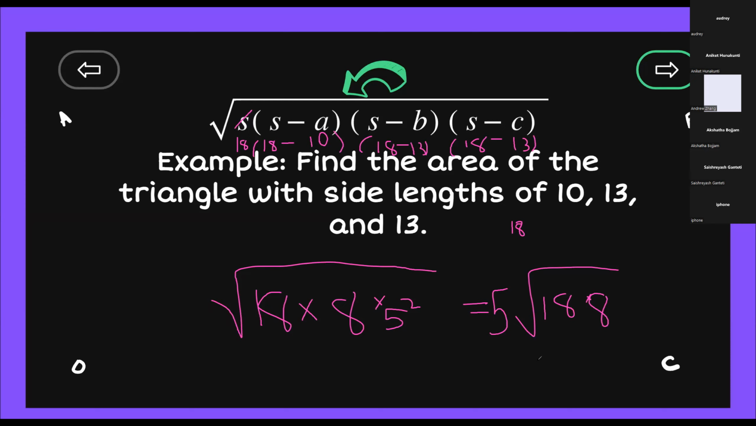Okay, it might be easier if you just do 18 times 8 and then find the square root of that, or you find the prime factorization of that.